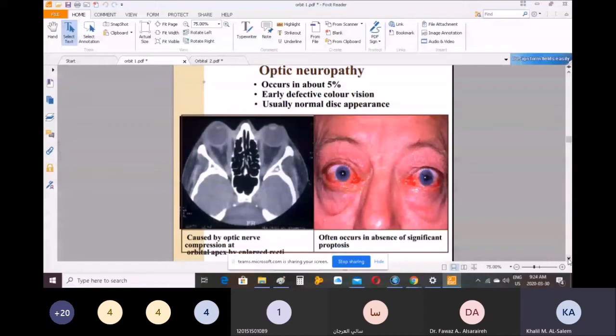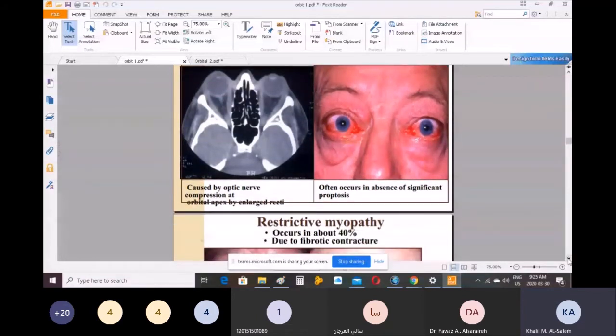There is no role for radiotherapy nowadays. Radiotherapy was thought to be good at one point, but we usually reserve it for those cases that are still in the early stages of Graves' disease, and they don't have optic neuropathy. So if you see a relative afferent pupillary defect, or if the vision and color vision are defective, then you have to jump and do your surgery.